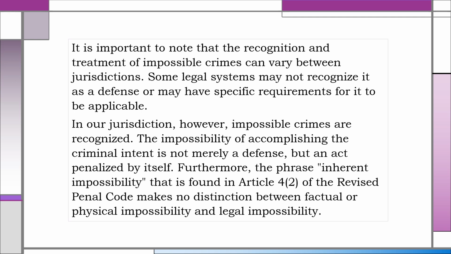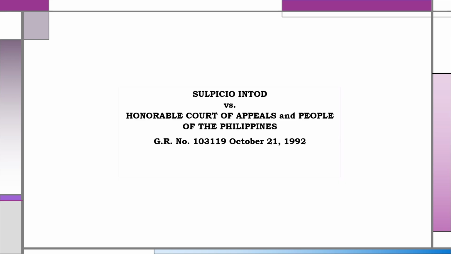The impossibility of accomplishing the criminal intent is not merely a defense, but an act penalized by itself. Furthermore, the phrase inherent impossibility that is found in Article 4, Paragraph 2 of the Revised Penal Code makes no distinction between factual or physical impossibility and legal impossibility. We now come to the case of Intod versus CA, GR number 103119, October 21, 1992. It is from this case that much of the foregoing discussion is lifted.